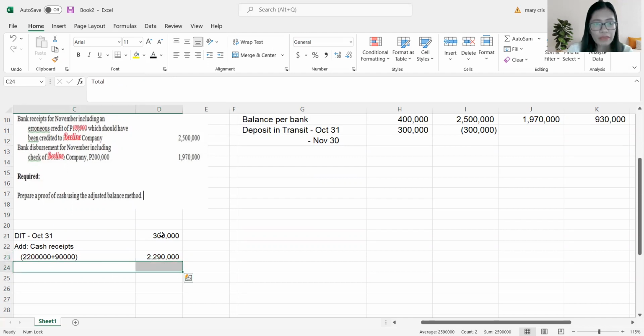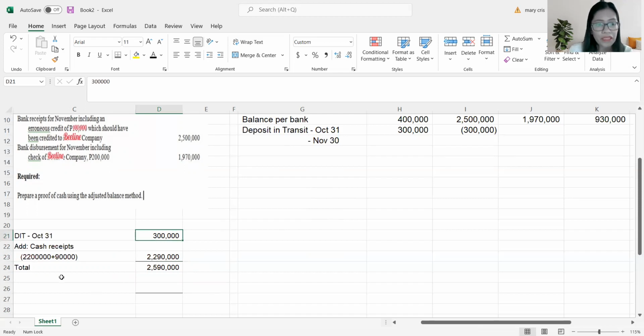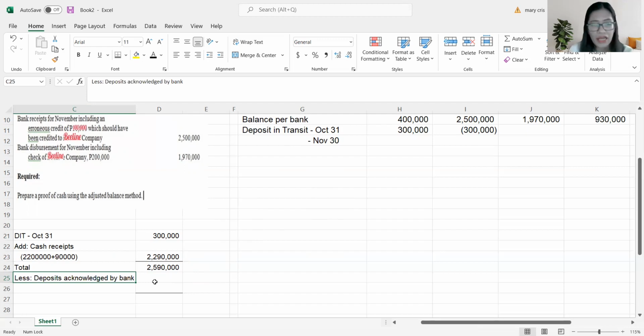Okay? So, ibig sabihin, ito yung amount na ini-expect natin na ma-acknowledge ng bangko kasi this represents all of the cash receipts na deposited by the entity to the bank for the period plus yung deposit in transit ng October 31. So, i-deduct natin, magkano lang ba yung deposits na na-acknowledge ng bank? So, tingnan natin yung mga bank credits. But of course, sa mga bank credits na yun, tanggalin natin ang mga credit memo kasi hindi naman yun galing sa entity.